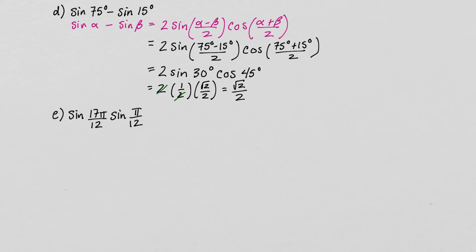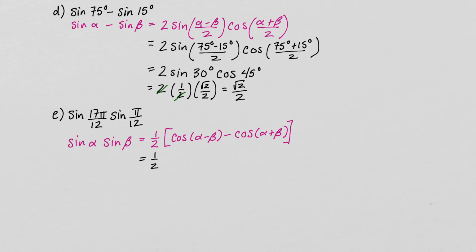So again, I want to go to my sheet. I want to find something that looks like the sine of alpha times the sine of beta, and that is under product to sum identities. So sine alpha sine beta is going to be equal to 1/2 times the cosine of alpha minus beta minus the cosine of alpha plus beta. And so in this case, I just have to, again, plug stuff in.